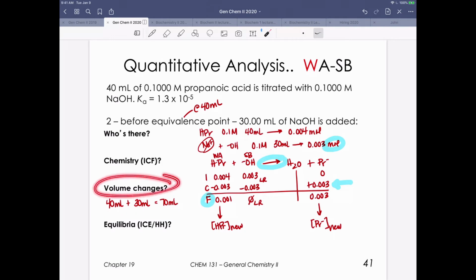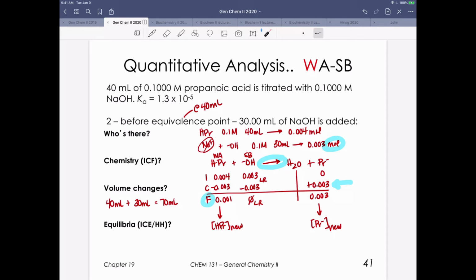And that's why volume changes are really important when we consider titrations. You have to add together the volume that you started with and the volume that you added from your burette to get the total volume that these moles are contained in. So again, to get the new concentration of each of these, we will take the number of moles that we have and divide by 70 milliliters, obviously converted to liters to be able to get molarity.